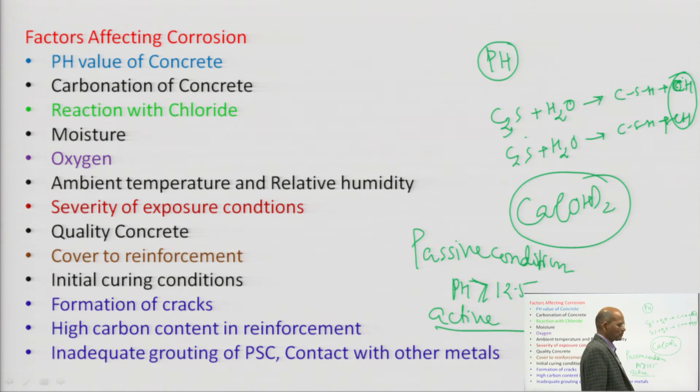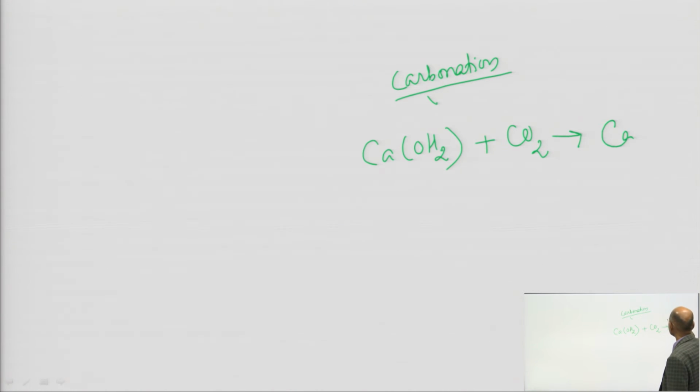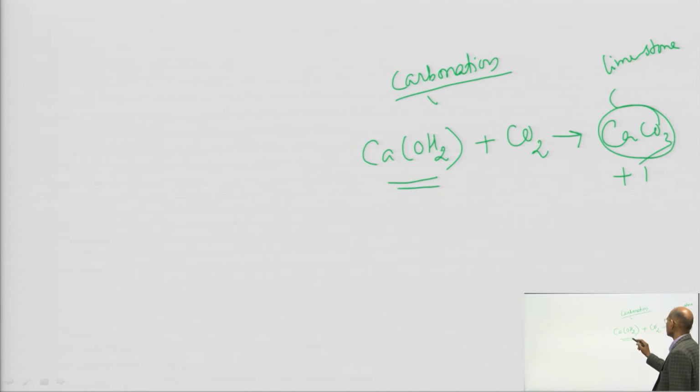Further, there is a carbonation process. What will happen in carbonation? We have calcium hydroxide in concrete. This is the parent in concrete. It is going to take carbon dioxide from the atmosphere, and this will make CaCO3. What will happen to this CaCO3? This CaCO3 is nothing but limestone. So, the pH is going down because you are consuming this calcium hydroxide.